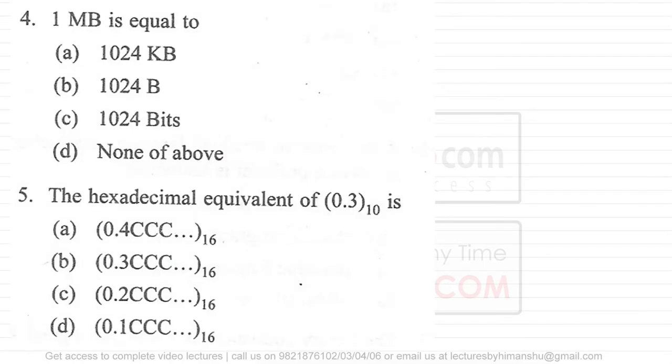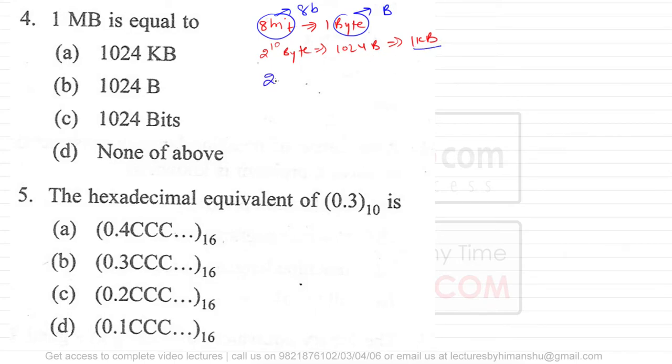In the next question they are saying 1 MB is equivalent to which of the following. Now we know that 8 bits create 1 byte. 2 raised to power 10 bytes, which is equivalent to 1024 bytes, creates 1 kilobyte. You need to understand that a bit is generally represented by a small b, and a byte is represented by a capital B. So 2 raised to power 10 bytes is 1 kilobyte. And 2 raised to power 10 kilobytes is equivalent to 1024 kilobytes.